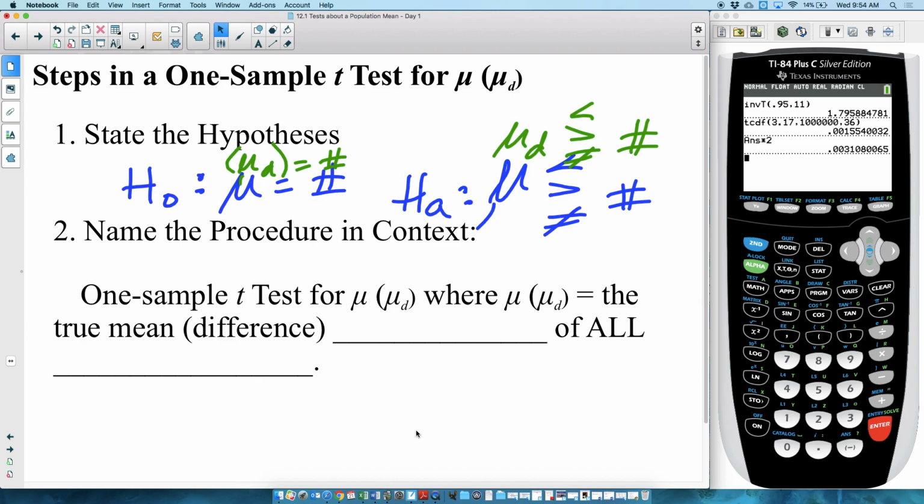The true mean difference in average height freshman year to senior year. True mean difference in height senior year minus freshman year for all Free State students? Yeah. Sure. That's a good one.